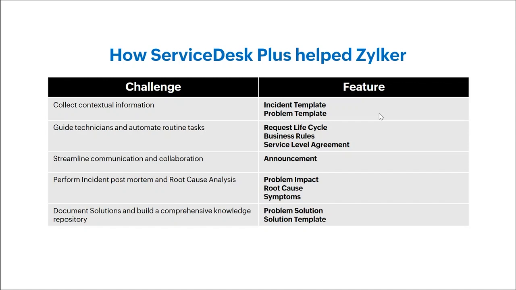All right. So next, the issue has been reported. We have got the required data with incident and problem templates. Next, we have automated the jobs with the help of request lifecycle, business rules, and service level agreements. The third challenge Zilker faces here is to notify the application owners and stakeholders. It is very important, right? The biggest obstacle Zilker faces in this scenario is to communicate with the stakeholders at the right time.